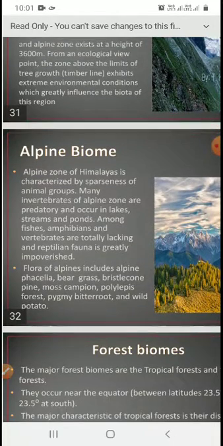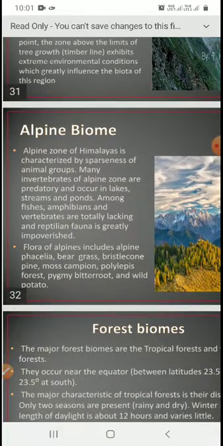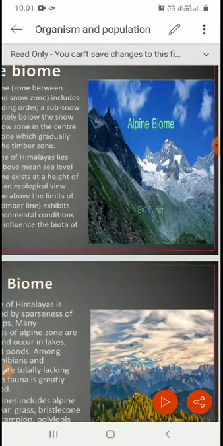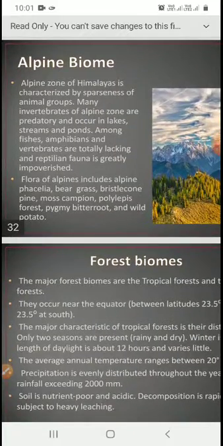3,600 meters. From an ecological viewpoint, the zone above the limit of tree growth, that is the timberline, has extreme environmental conditions. In our lifetime, if we can go to this place, it is very awesome. It's nice. That is the Alpine biome.